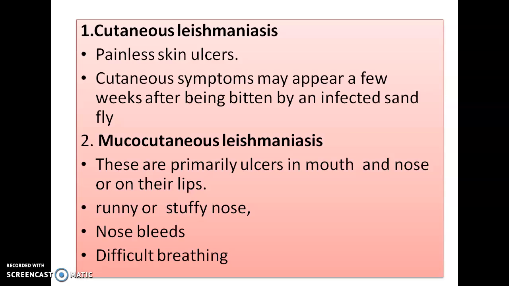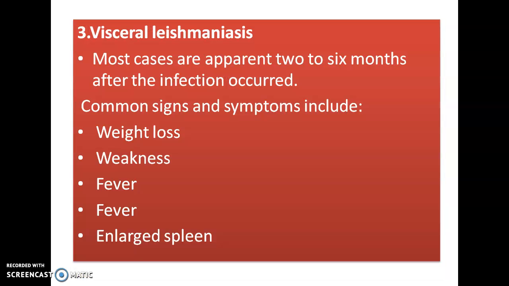Then mucocutaneous leishmaniasis. These are primarily ulcers in the mouth, nose, and also lips. There is a runny or stuffy nose, the nose undergoes bleeding, and it also causes difficulty in breathing. Then visceral leishmaniasis. This will occur just after 2 to 6 months, that means a particular period of time is necessary for its appearance. Visceral means it affects most of the visceral parts, that means internal parts. Common signs and symptoms include weight loss, weakness, fever, and enlarged spleen.